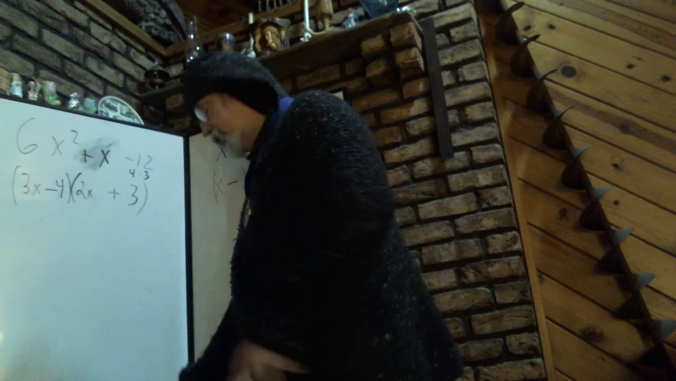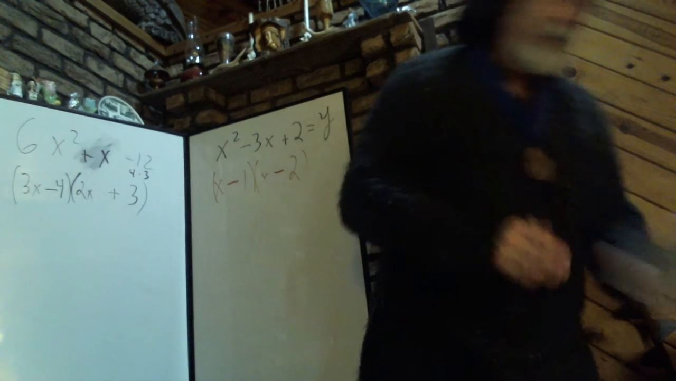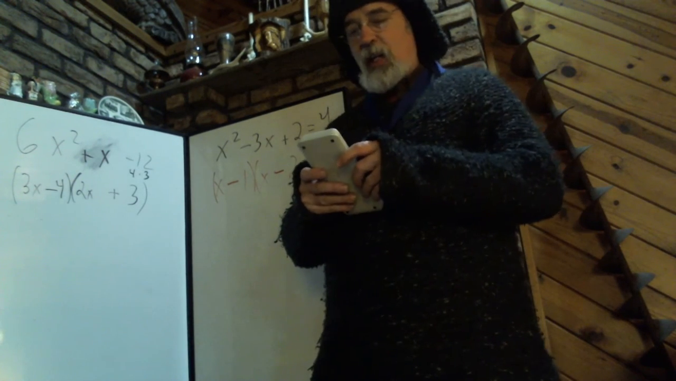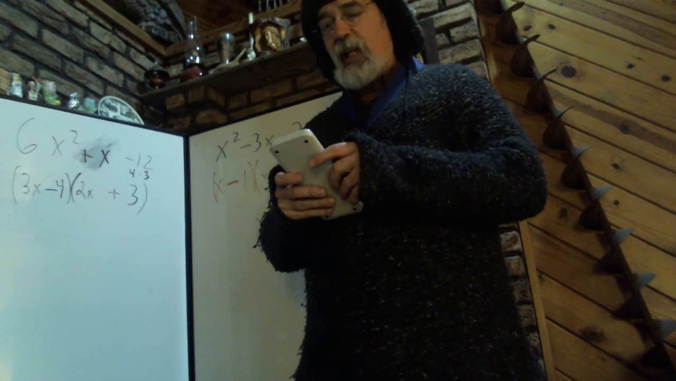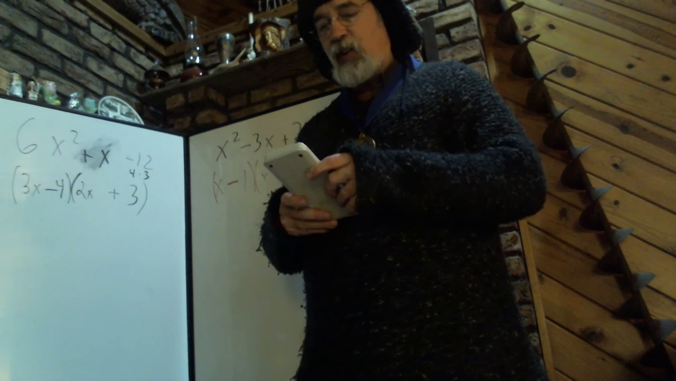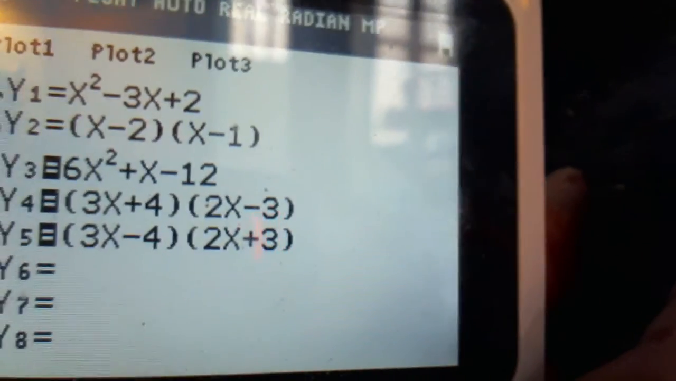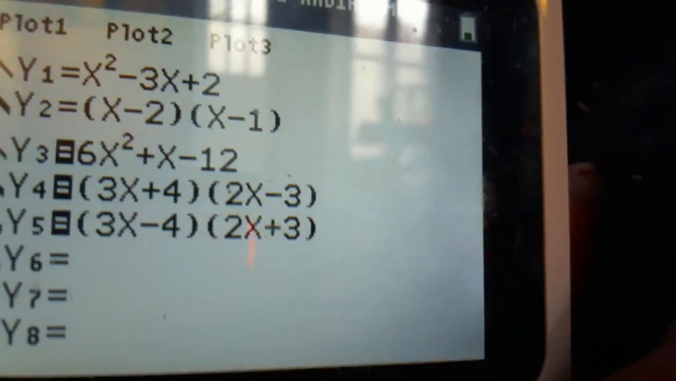And behold, I have graphed the factored form done incorrectly and the factored form done correctly. Observe. I've got one of these factored forms right. The other one I messed up and had the minus and plus signs in the wrong place. Let us observe. The second graph is incorrect.